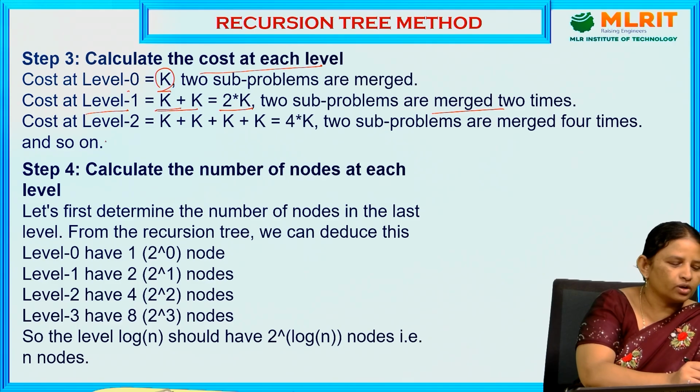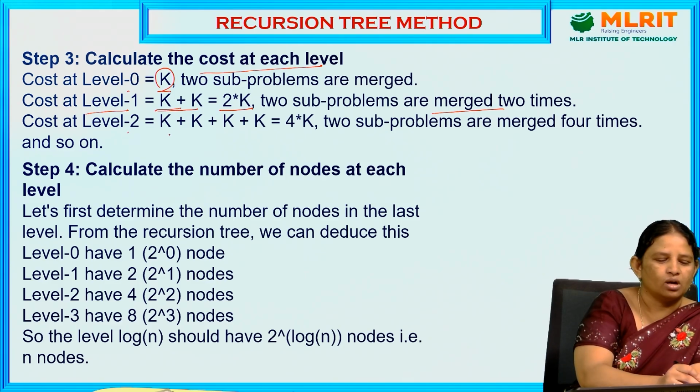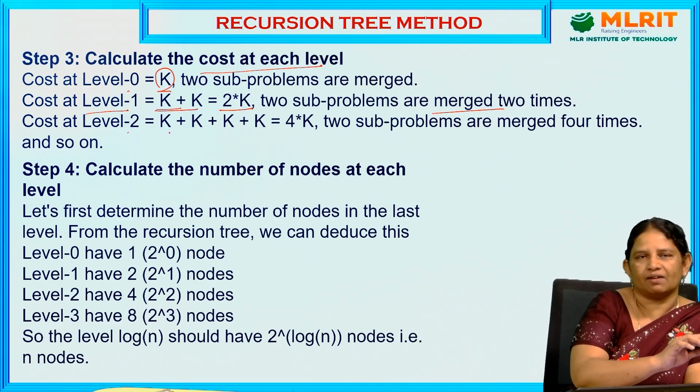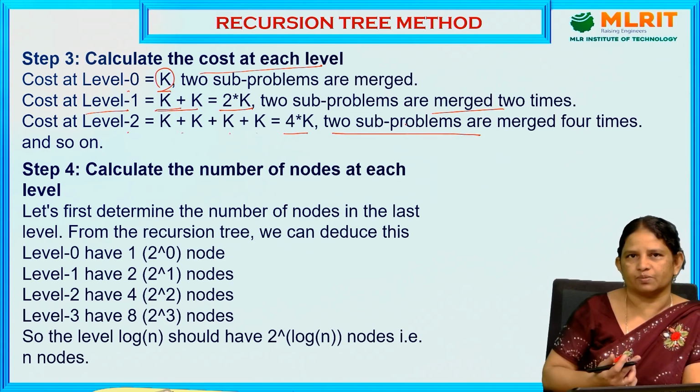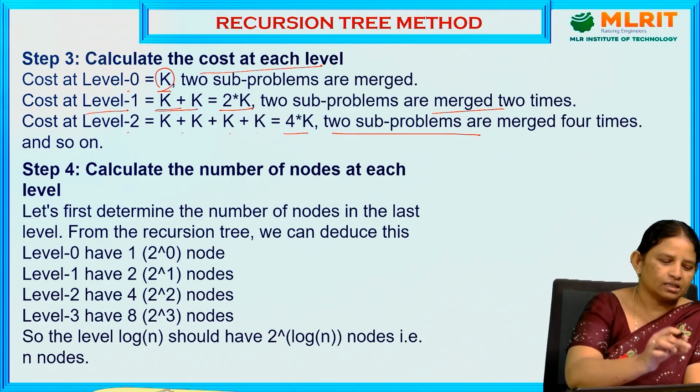Then we are going to go for the cost at level 2. That is, 4 problems are there at level 2. k plus k plus k plus k, that is 4 into k. Two subproblems are merged 4 times. So we are going to calculate at the total level.